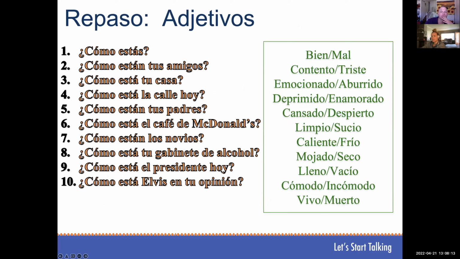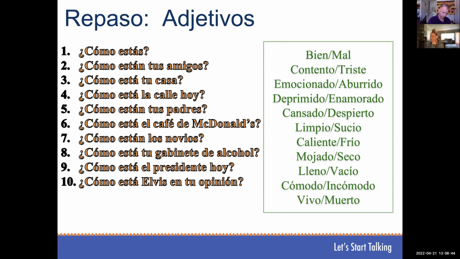¿Cómo estás? Bien. ¿Cómo están tus amigos? Should I be like mis amigos están? Just make it a complete sentence. Mis amigos están contento. And then make it plural. Contentos. Okay, that's something I have to pay attention to. Plural. ¿Cómo está tu casa?